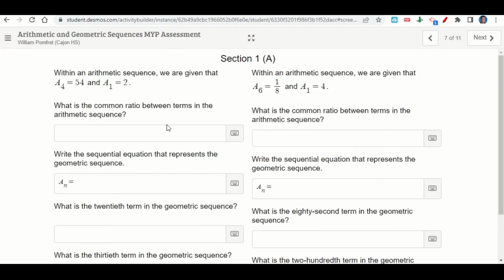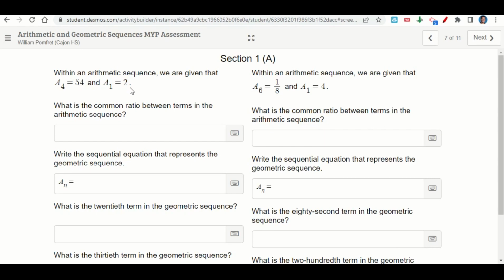Then we're given another one, and we're going to find a geometric sequence this time. So we have A1 is 2, A4 is 54. So you'll need to figure out what's the common ratio here. So we need to find a value that we can multiply 2 by. It's 3 times to get 54.